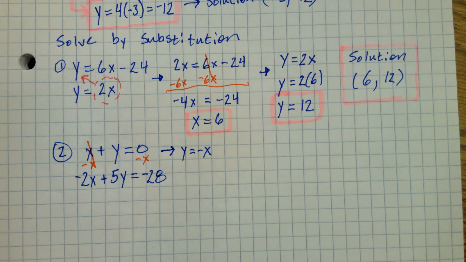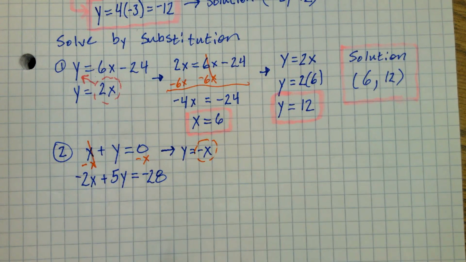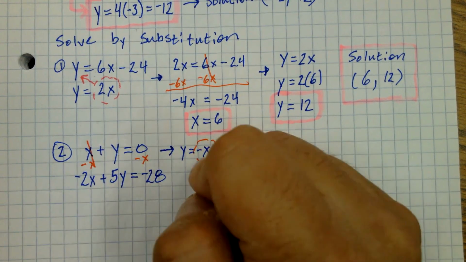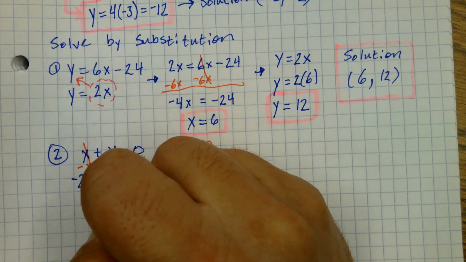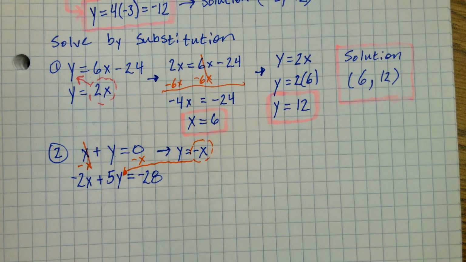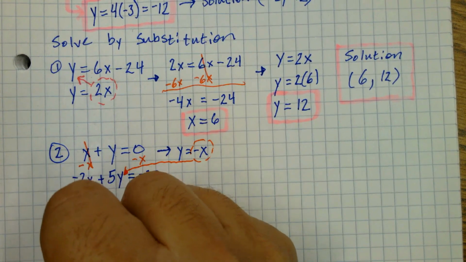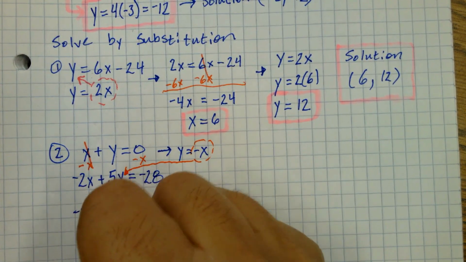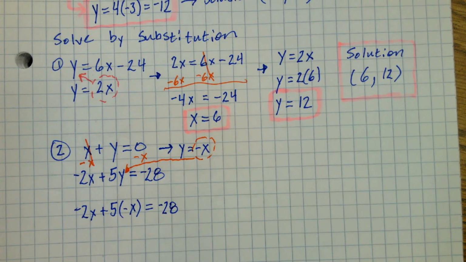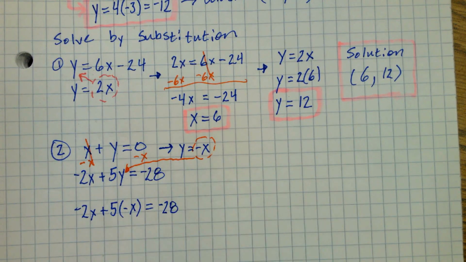So now I can substitute. Wherever I see y, I'm going to put in negative x. So we're going to take negative x into the second equation and plop it in there. Okay? So this is going to go in there. Here we go. Negative 2x plus 5 times negative x equals negative 28. That's the substitution we're going to do, okay? So it's 5 times negative x. And why negative x? Because that's what we isolated there.